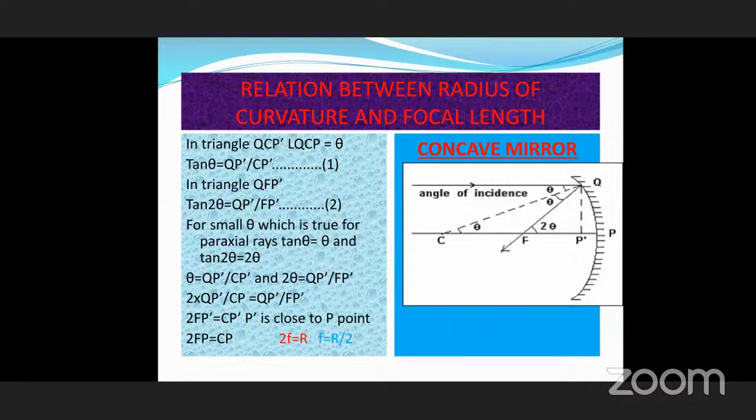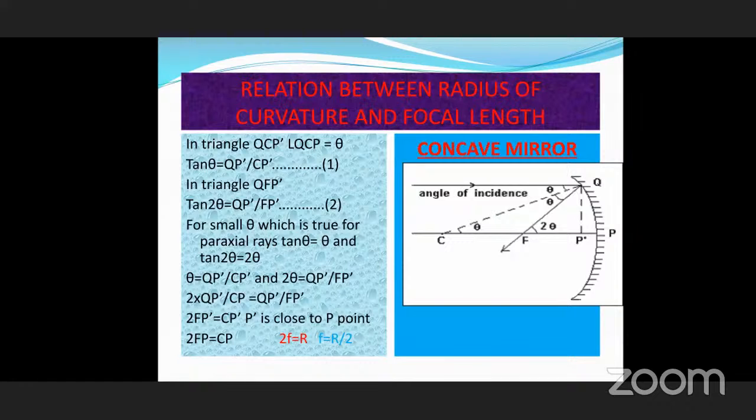Why? Because these are conventions which we have followed. As the parameters indicate, F is focus, C is center of curvature, P is pole. So you don't change these three. The remaining you can change, and the values, how the triangles are formed, understand. This is about the relation between radius of curvature and focal length.